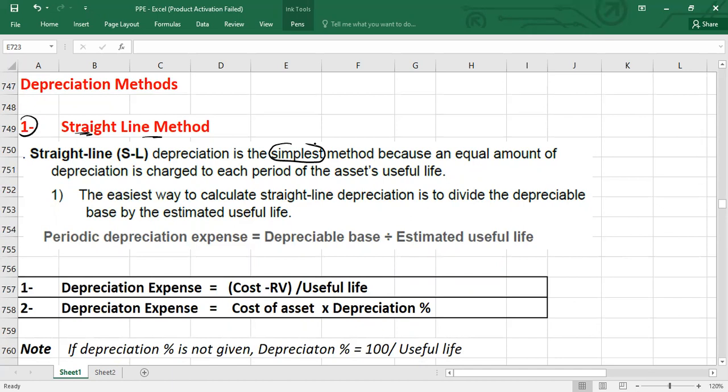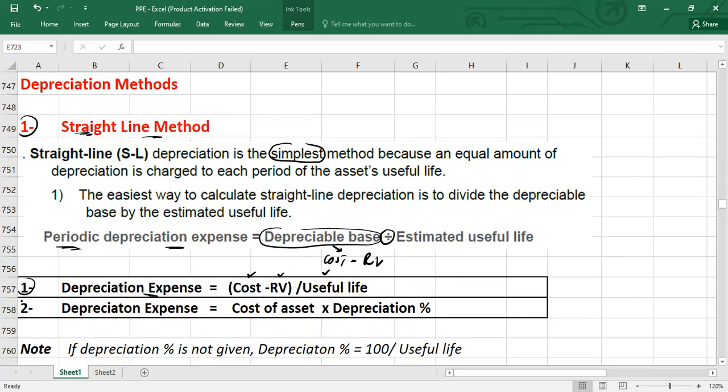And here is how you calculate the periodic depreciation expense. We need a depreciable base. Depreciable base is always equal to cost minus residual value, or salvage value, and you divide it by the useful life. This is how you get the periodic depreciation expense. This is formula number one: the depreciation expense in each year is the cost of the asset minus residual value, divided by useful life.